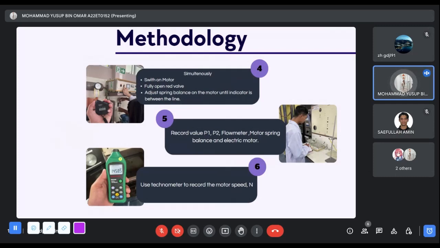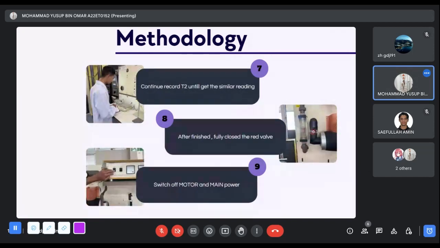First, switch on the motor, fully open the red valve, and adjust the spring balance on the motor until the indicator is between the lines. Then record the values P1, P2, flow meter, motor spring balance, and electric motor. Sixth step, use a tachometer to record the motor speed. After that, continue to record T2 until you get a similar reading. After finishing, fully close the red valve. And the last one, switch off the motor and main power.